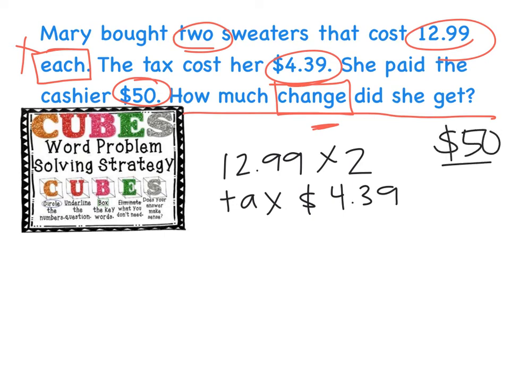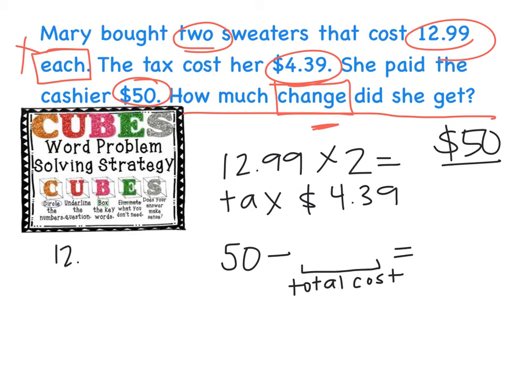I'm going to jot that down. And I want to know the change. So I know at the end I'm going to have to subtract something. We'll be subtracting what she paid with how much it cost. But this is what we need to figure out. How much did it cost in all? So my first step is to figure out $12.99 times 2, how much the sweaters cost. Then to that, I'll add on the tax, and that will be my total cost, which will go here. And finally, I will subtract the 2 to get my answer. So this is a 3-step problem.